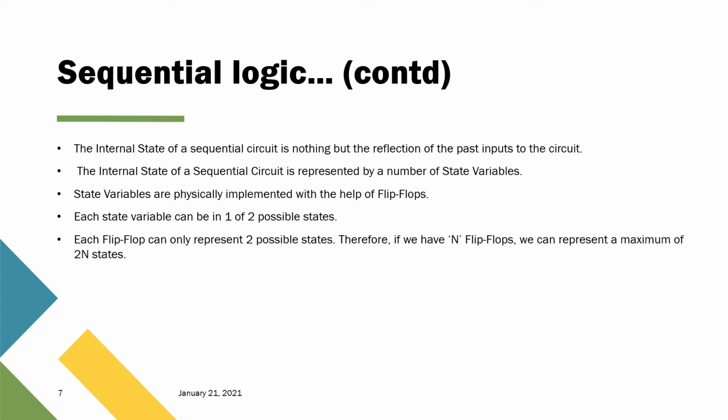We all know the flip-flop implements two states, either 1 or 0. There is no other possibility. Each flip-flop can only represent two possible states. Therefore, if we have n flip-flops, we can represent a maximum of 2^n states.